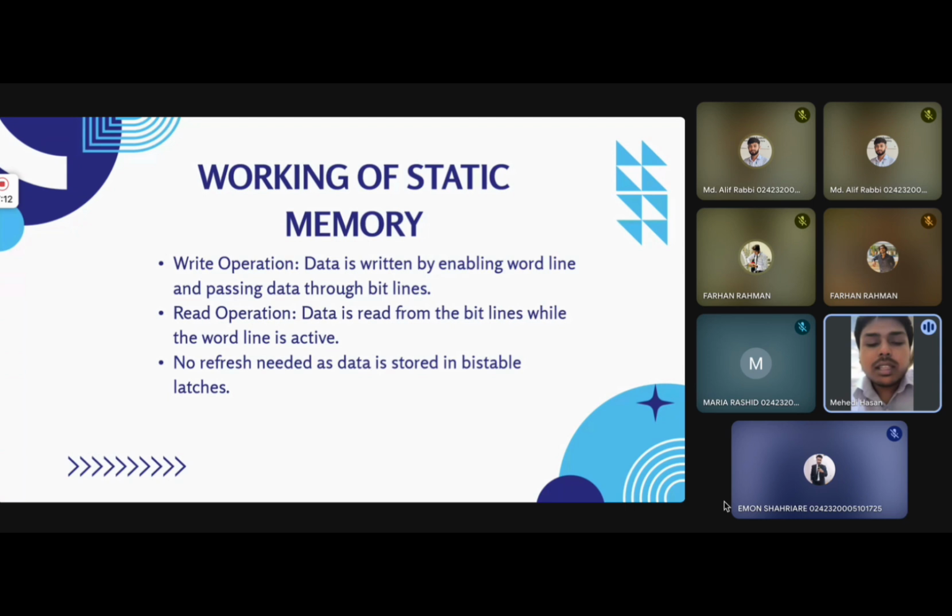Assalamu alaikum everyone. This is Mehedi Hassan. Today I will discuss the working of static memory. Here are the operations: write operation, read operation, and no refresh operation. Write operation: data is written by enabling the word line and passing data through the bit lines. Read operation: data is read from the bit line while the word line is active. No refresh is needed as data is stored in bistable latches. Next slide please.